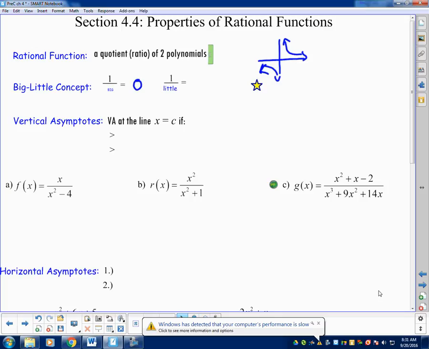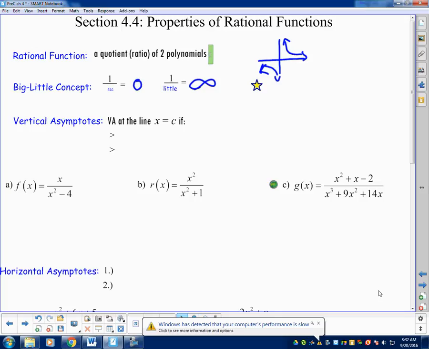Whereas if you have 1 over something that gets smaller and smaller, for example, 1 over 1 is 1, 1 over 1/2 would be 2, 1 over 1/4 would be 4, 1 over 1/8 would be 8. As this gets smaller, this approaches infinity. So as it gets closer to 0, that gets closer to infinity. So that's the big little concept, and it's just embarking on the idea of a limit.